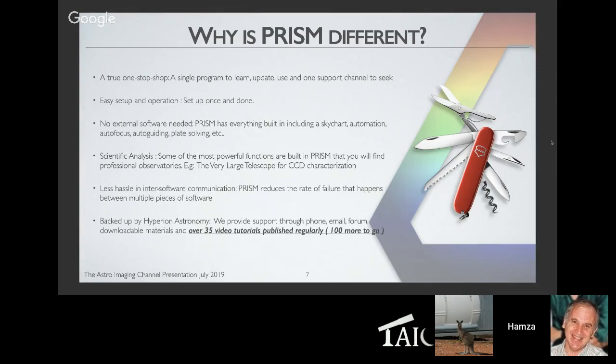Less hassle, inter-software communication. Prism reduces the rate of failure that happens between multiple pieces of software. This could be a Windows update. This could be programs updating, breaking links to other programs, and so on. Prism reduces the risk, especially for remote systems. There's no inter-software communication. We do it all in one package.